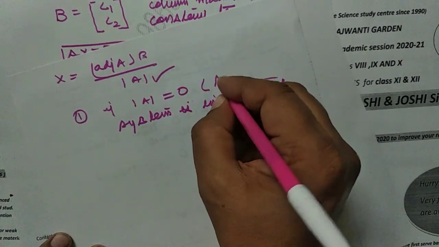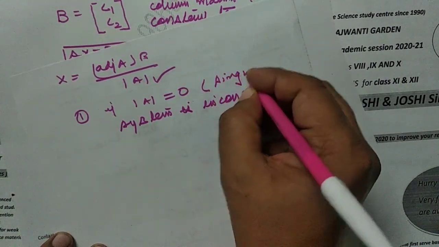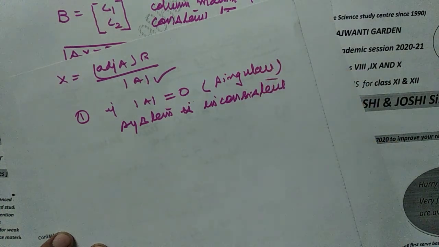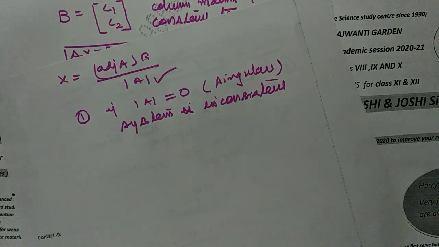When determinant of A is 0, this matrix is also known as singular matrix. So if it is a singular matrix, then we can't find any solution. Like in 10th class, you also do 3 cases: unique solution, infinitely many solutions, and no solutions. So this is the case of no solutions.